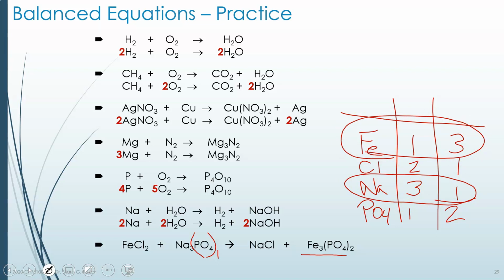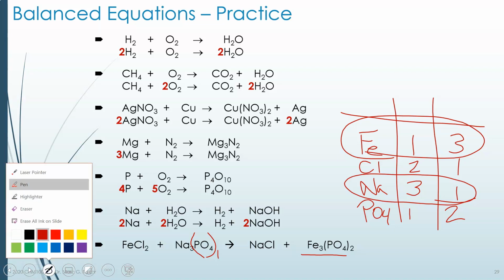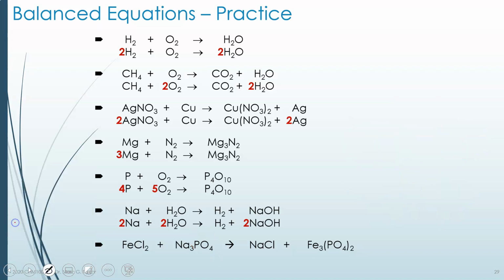I'm just going to pick one. I'm going to delete that table for now. We'll come back to it later. Let's do sodium first. So we've got a certain number of sodium phosphates and a certain number of sodium chlorides. And you can see there are 3 in the first one and 1 in the second. So if I had 1 here and 3 here, well, now I balance the sodiums. That's great.